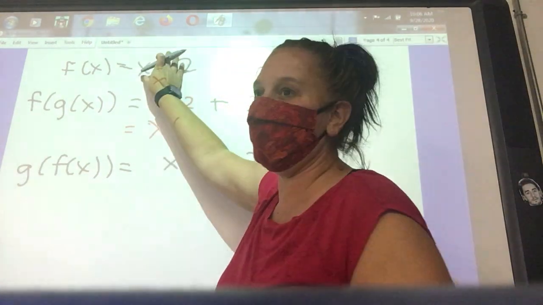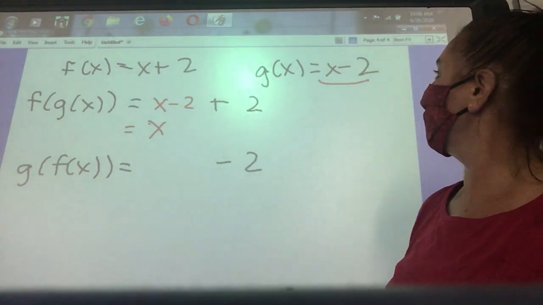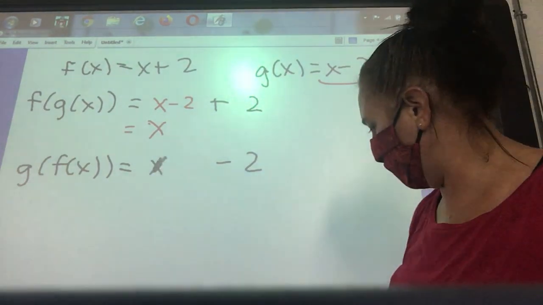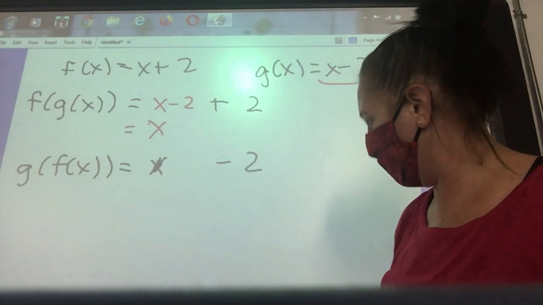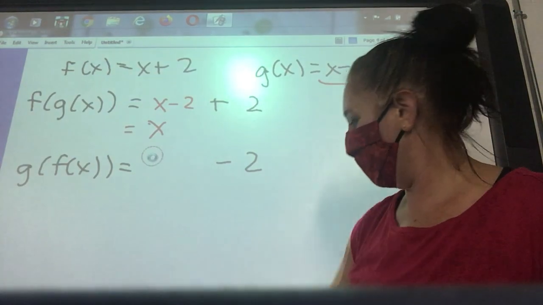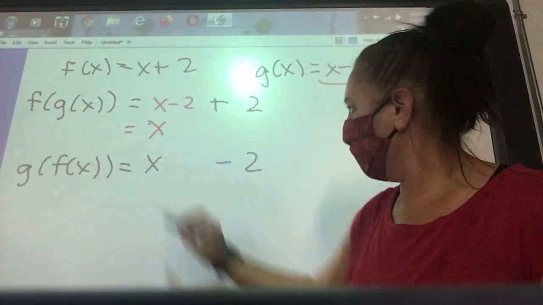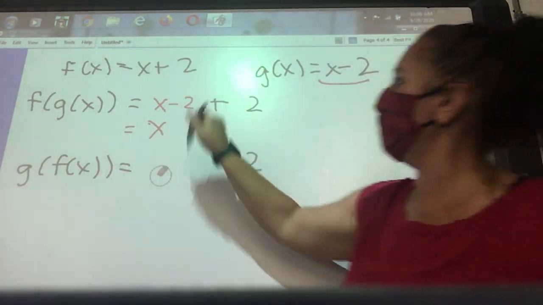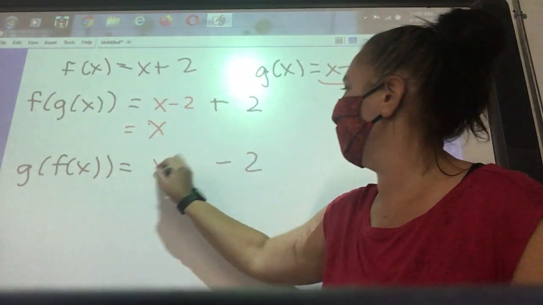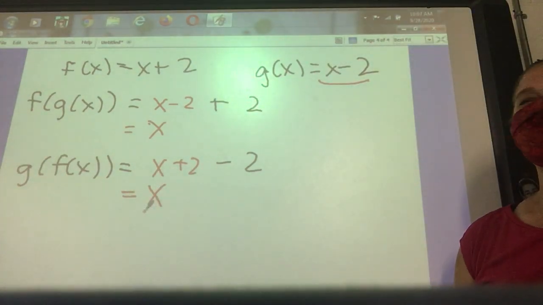But now I put the f function where there was an x. I replace that x with the f function. Okay, the g function is x minus 2, but I replace the x with f. So what's the f function, Danny? X plus 2. 2 minus 2 is 0, so that leaves us x. So are these inverses? Yes.